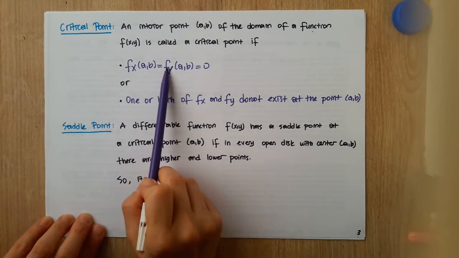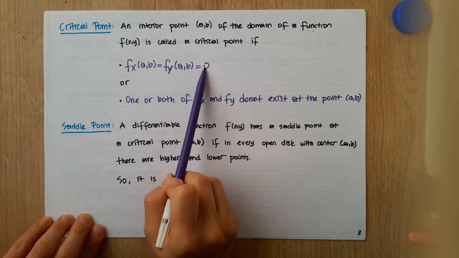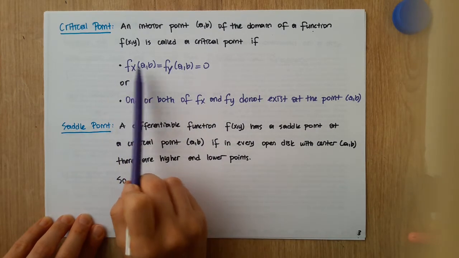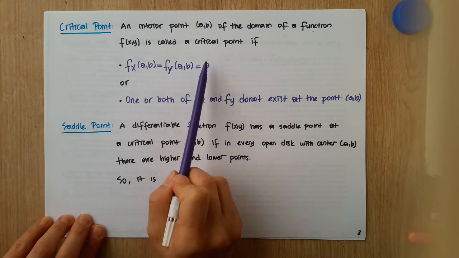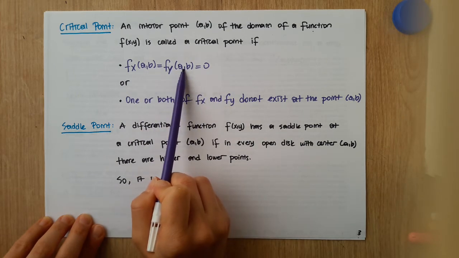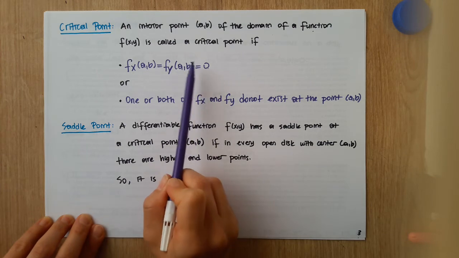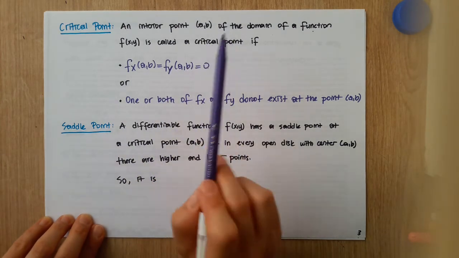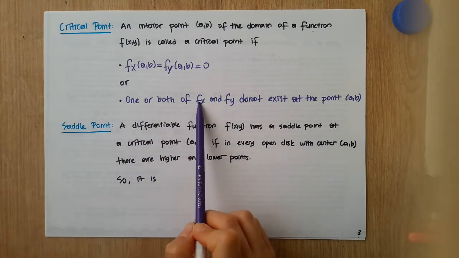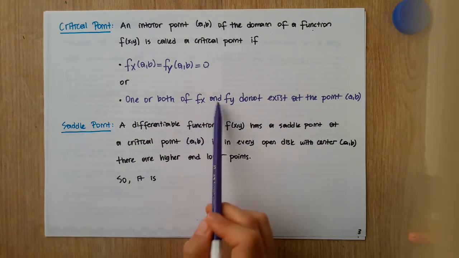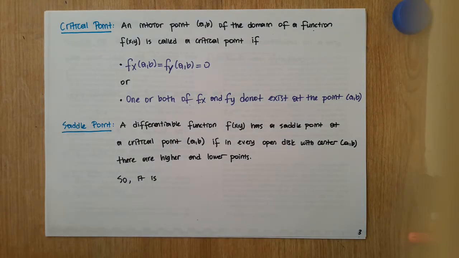You will calculate the first partial derivatives and equate them to 0, and you need to solve two equations here: f sub x at (a, b) equals 0 and f sub y at (a, b) equals 0. If you can obtain such an (a, b), then you can call this point a critical point. Or if you can find a point at which these functions are not defined, or the original function does not have partial derivatives there, then you can also call these points critical points. And we have another type of point, which is called a saddle point.